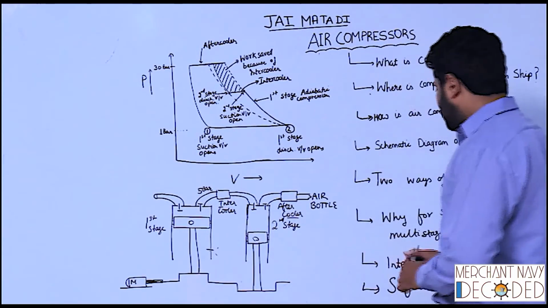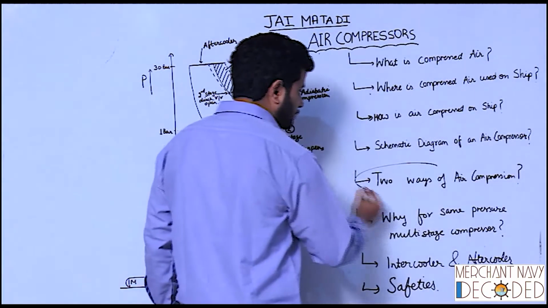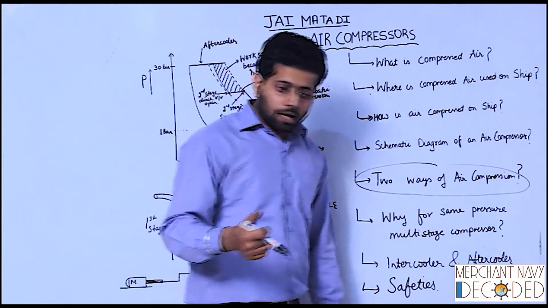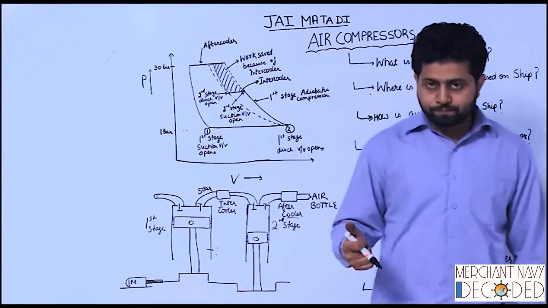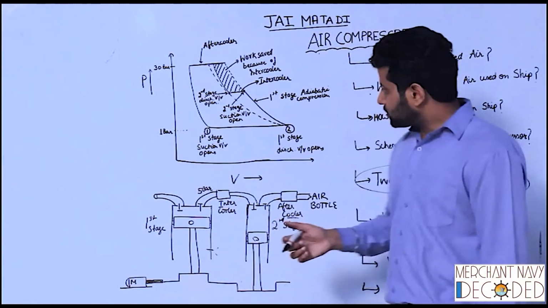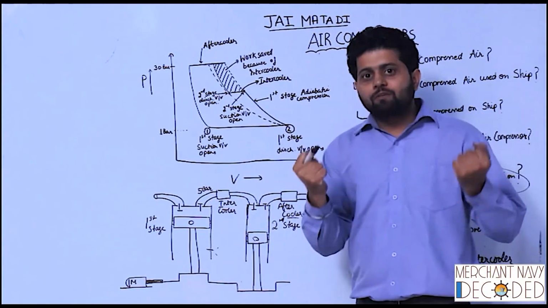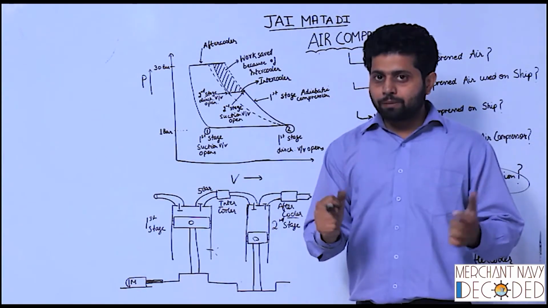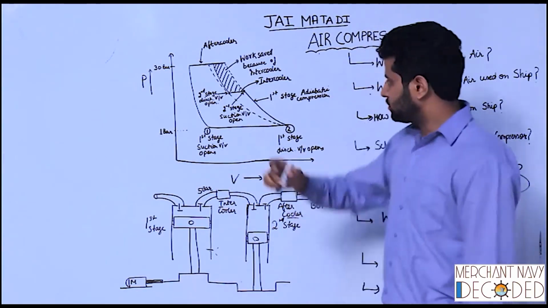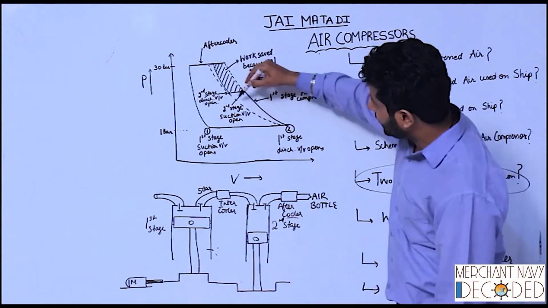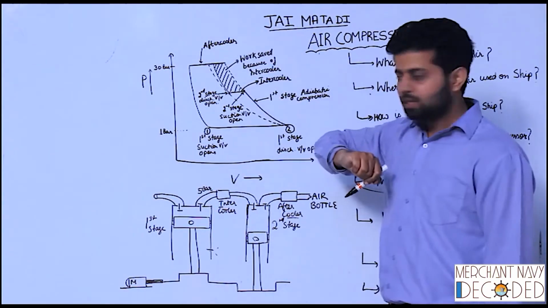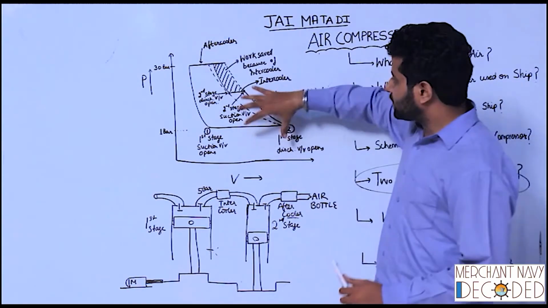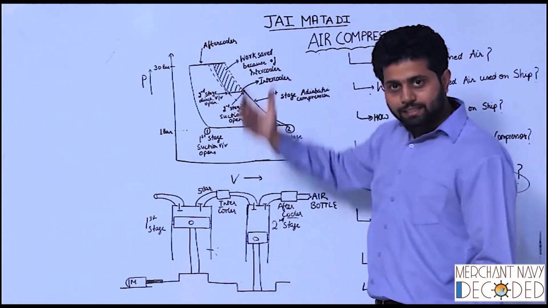Now guys, I hope you remember I talked about two ways of air compression. One is isothermal air compression and the other is adiabatic air compression. Now see, we actually want isothermal air compression. Why? Because in isothermal compression the work done required is less. So ideally, this is the line for isothermal air compression. The work done in this curve is the area in this curve. That is the work done.